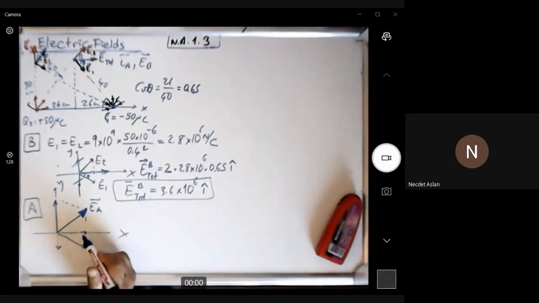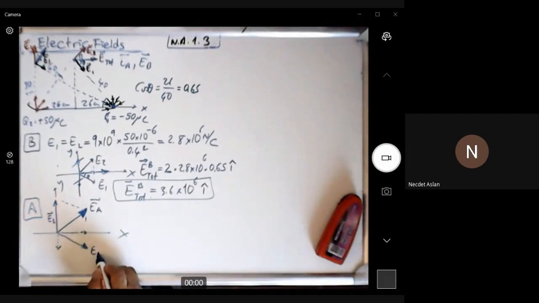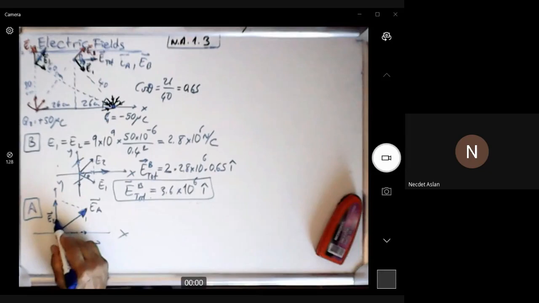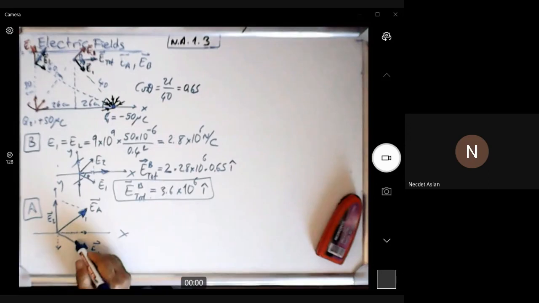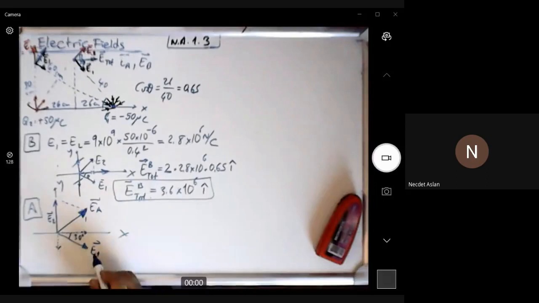Now, we will do this separately. See, this is E2 and this is E1. E2 has only a Y component, and it's easy to calculate, but E1 has Y and X components. So if this is 30 degrees here, because of the geometry, then we can find out this E1x as E1 times cosine theta.